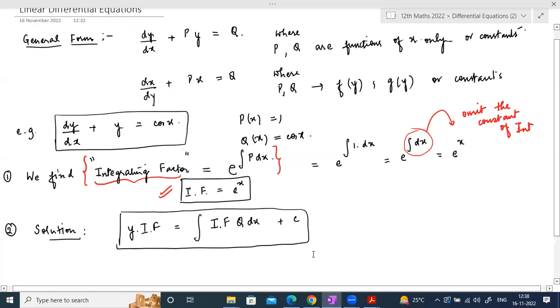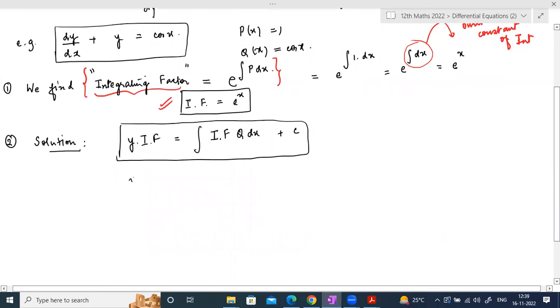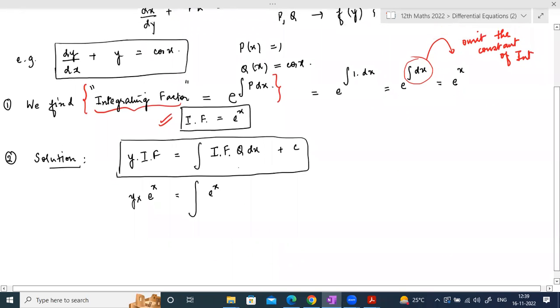Okay, now let's apply this formula. If we apply this formula, our solution will become y into the integrating factor, e to the power x, is equal to the integral of the integrating factor, e to the power x. What was Q in this equation? Cos x. So the integral of e to the power x into cos x dx plus c. We only need to solve this integral and we will get our answer.